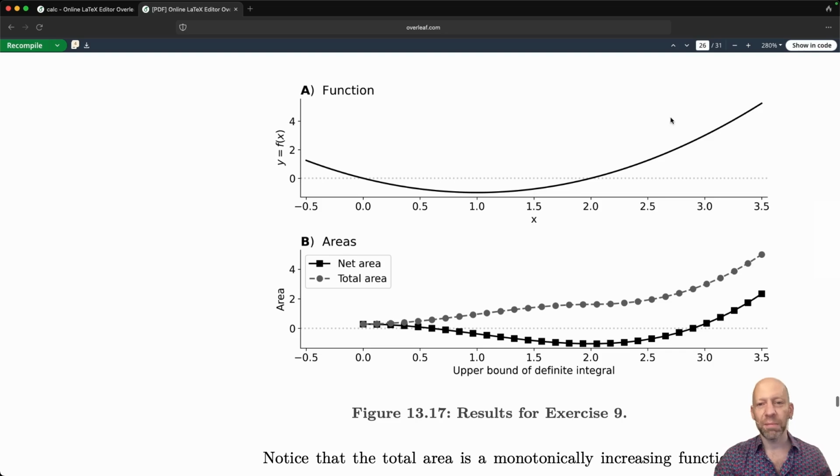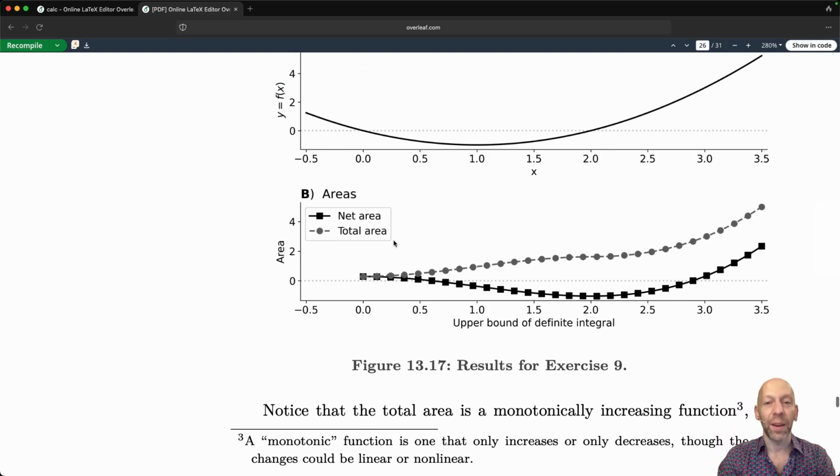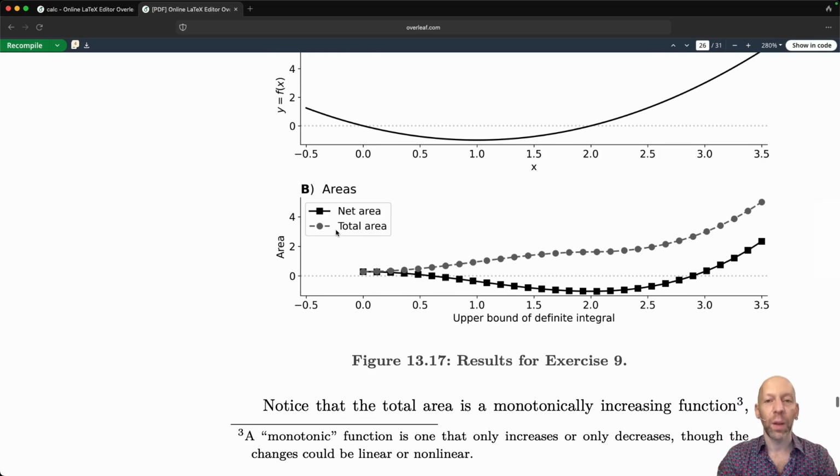So here we see the function, nothing particularly crazy going on here. It's just x squared minus some offset. And then what you're looking at here in panel B are the two areas. So we have the net area and the total area from all of these different iterations of the for loop. The black squares correspond to the net area. Now remember, the data are only being shown here at b equals 0. That's because the definite integral always has a lower bound of minus 0.5, and these are the varying upper bounds.